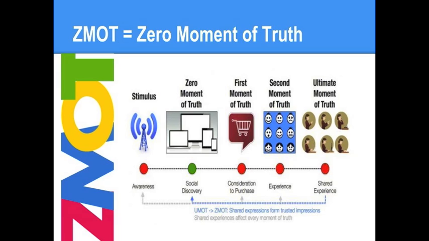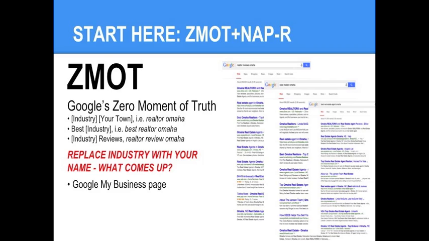So do a ZMOT, and there's actually 3 main searches that Google sees that have purchase intent, and it's what your industry or town. So in this example, if I'm looking for a realtor in Omaha, I just search Realtor Omaha, and I see what comes up.